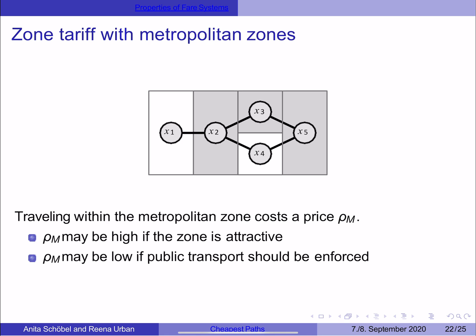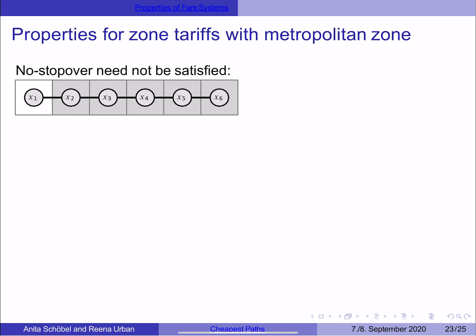Here's a small example with a metropolitan zone. So we have a lot of zones and they are used for counting paths which go into the metropolitan zone or pass the metropolitan zone, but within the gray zones we have one fixed price rho m, which may be high if the zone is attractive or low if public transport should be enforced in this zone. For such zone tariffs, the no-stopover property need not be satisfied.